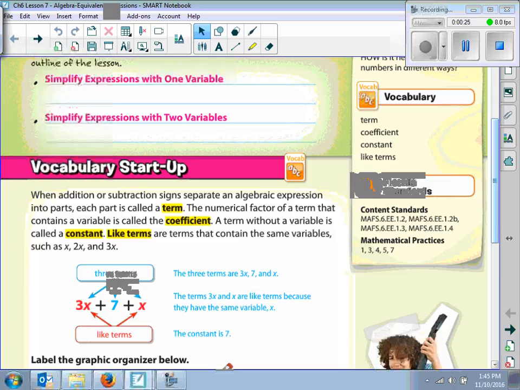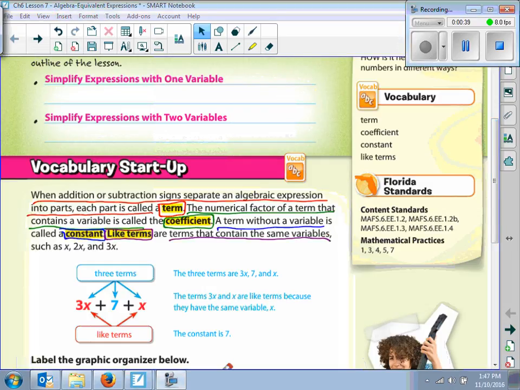Okay, I want you to make sure you write all of this vocabulary in your spiral. These are the new vocabulary words. We have term, coefficient, constant, and like terms. All right, so when addition or subtraction signs separate an algebraic expression into parts, each of those parts is called a term. The numerical factor of a term that contains a variable is called a coefficient.